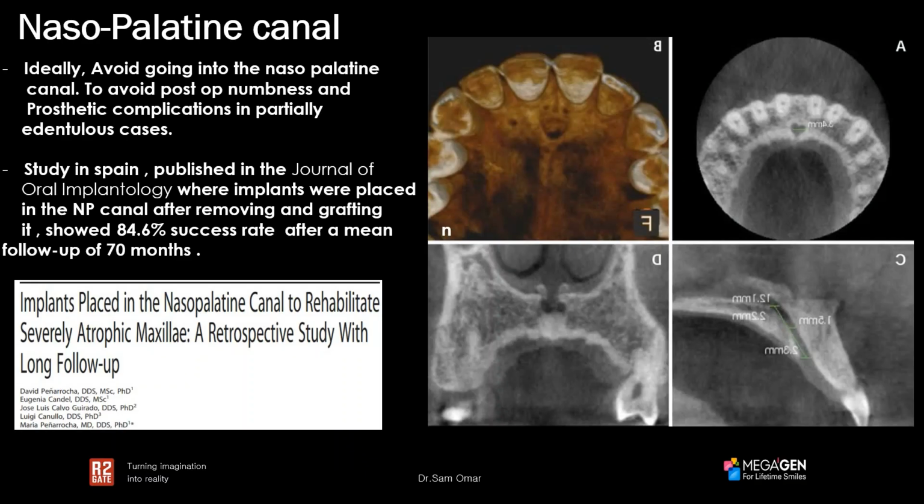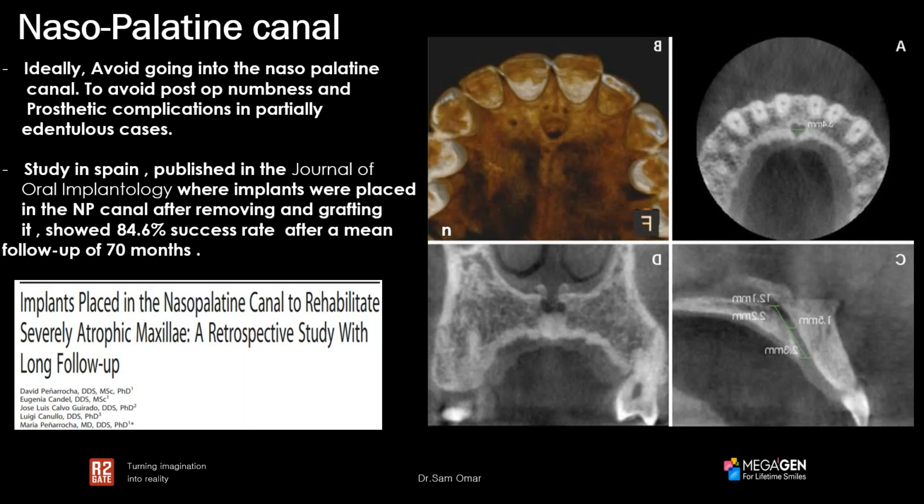The nasopalatine canal is a canal that is found in the midline of the maxilla, and it's a heart-shaped canal, as we can see here. And ideally, we try to avoid going into the nasopalatine canal to avoid post-op numbness and prosthetic complications in partially edentulous cases. Nevertheless, this is a very interesting study that we found.